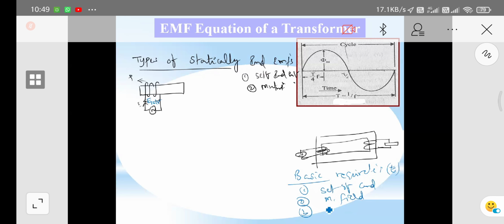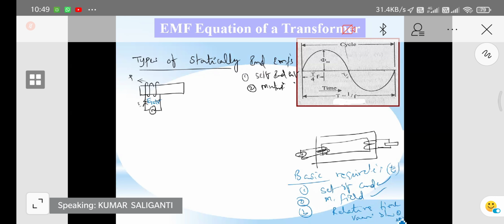The third one is relative time variation between the magnetic field and the conductors. But in the case of generators, it is relative space variation; space means air gap. Here it is relative time variation, so there will be a change in the time varying nature of flux. There is a relative time variation between the magnetic field and the set of conductors, between 1 and 2. Due to that, I am going to get the self-induced EMF here.